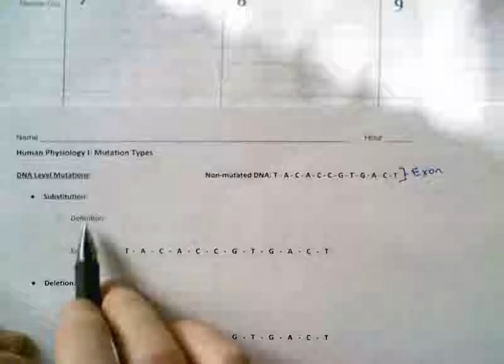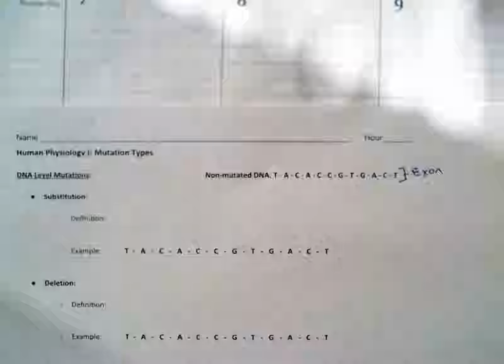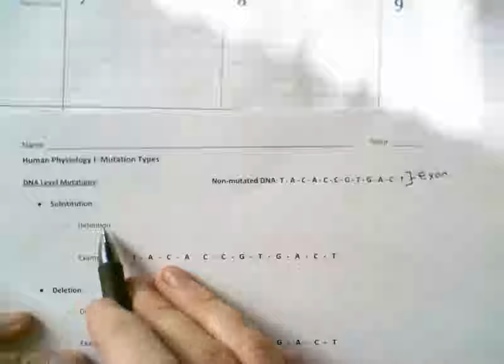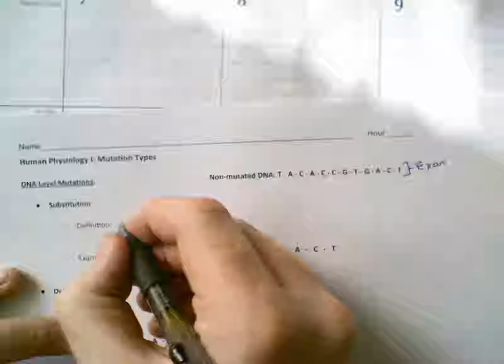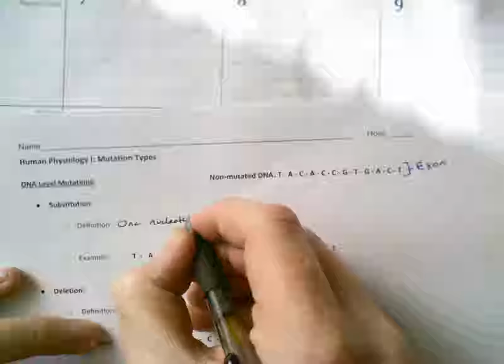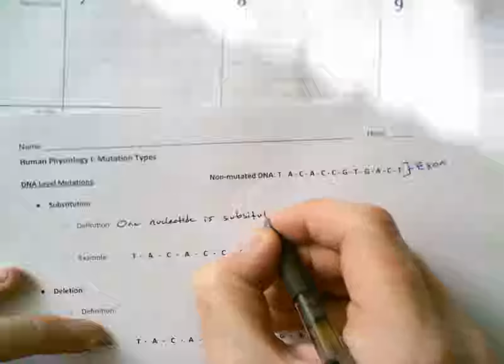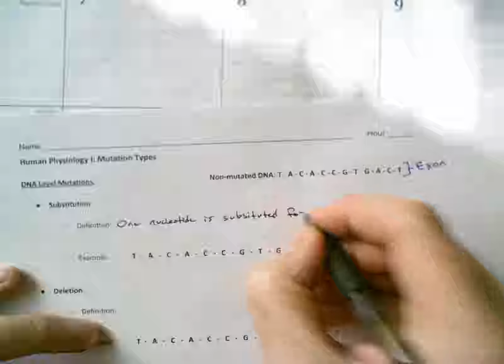Okay. So what we'll do on all of these is we'll define them and then provide an example. And my hope is after today that you'll have a better understanding of what I want you to know about these mutations and how to recognize them. Okay, so first of all, a substitution is a mutation where one nucleotide is being substituted for another. So that's our definition. One nucleotide is substituted for another.